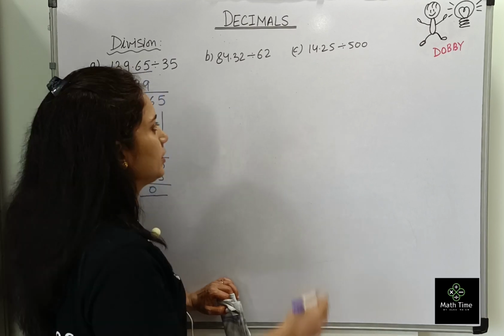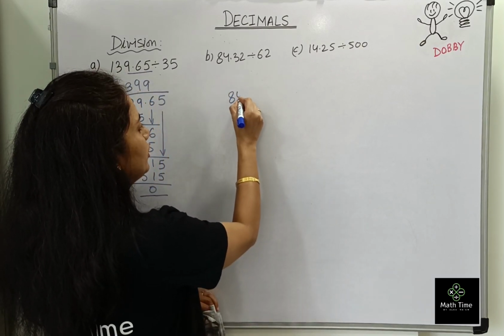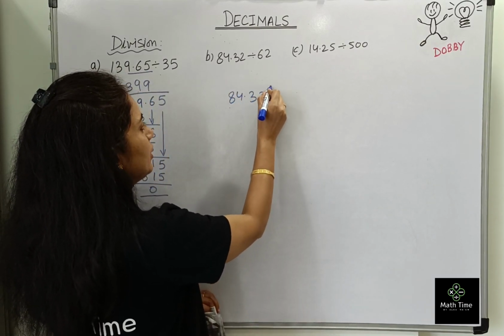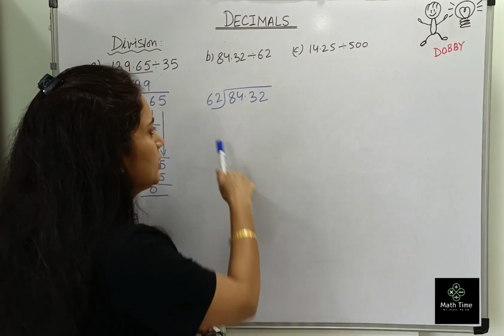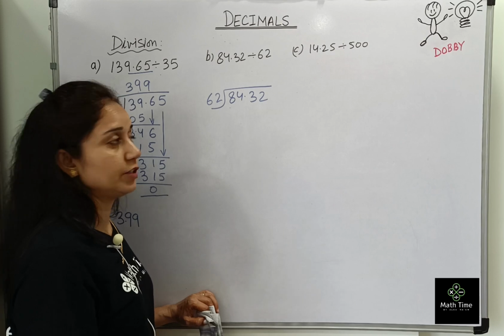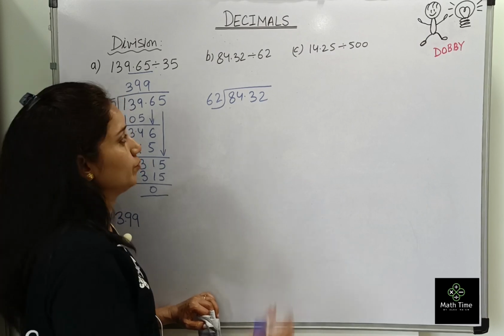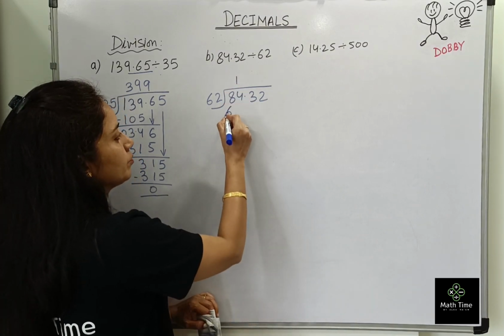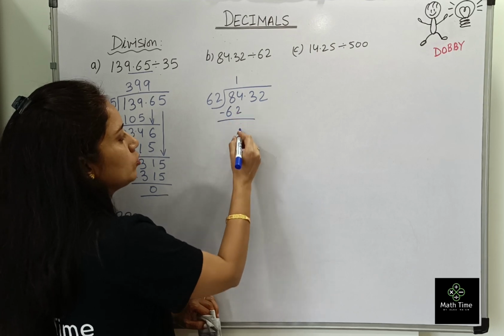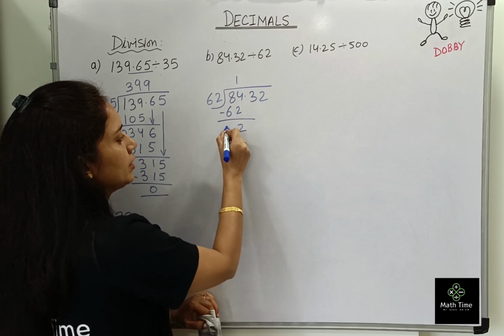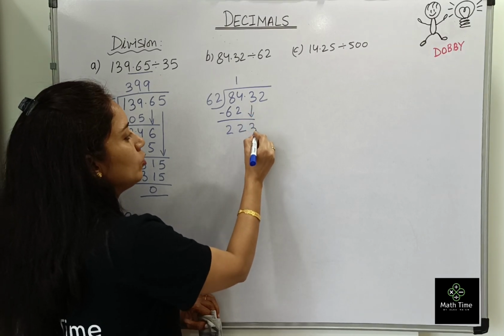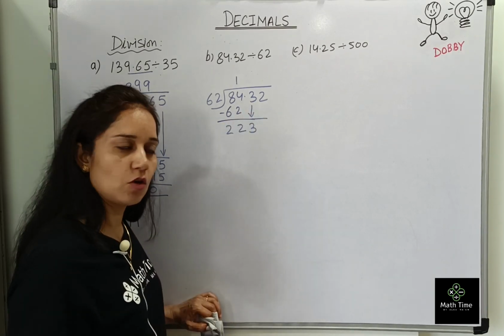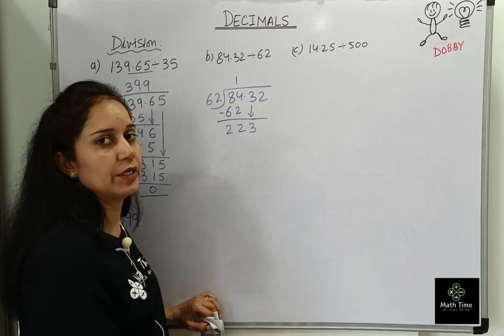84.32 divided by 62. So 84.32 is the dividend, will come inside. 62 is the divisor, we will be writing outside. 62 ones are 62 and 62 twos will be greater than 84. So table of 1 will work. 4 minus 2, 2. 8 minus 6, 2. Copy 3 down. Don't look at the decimal right now. Just copy 3 down. It becomes 223.